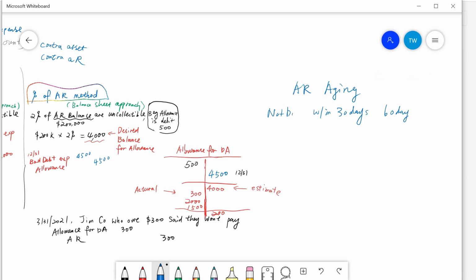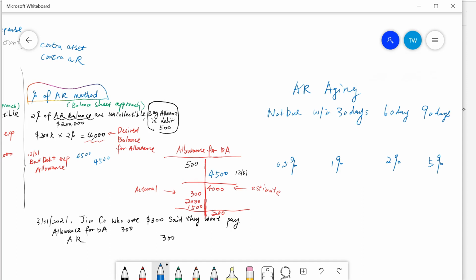So, not due, within 30 days due, 60 days due, 90 days due, and above. And they would give a percentage to each one of them. So instead of just overall 2%, maybe they put 0.5% for this one, 1% for that one, and then the rate will grow. The older the debt, the more uncollectible the receivable will be. 3%, 5%.